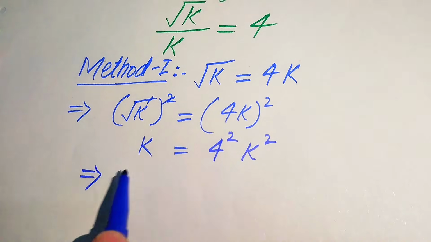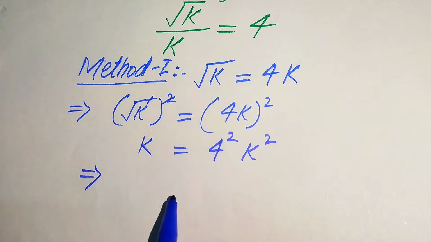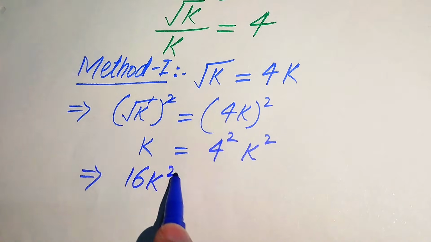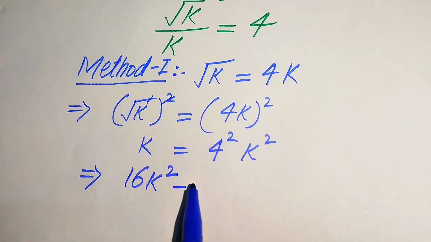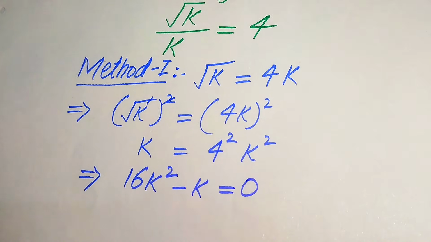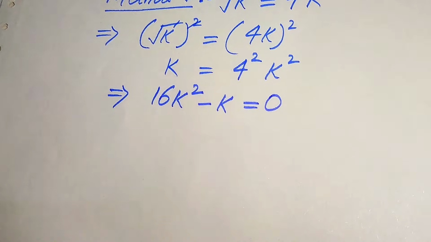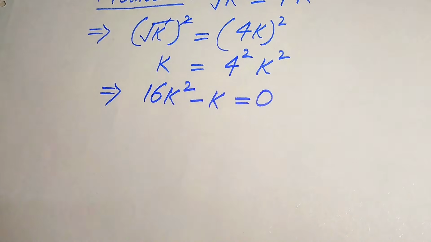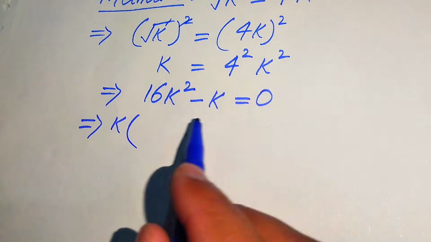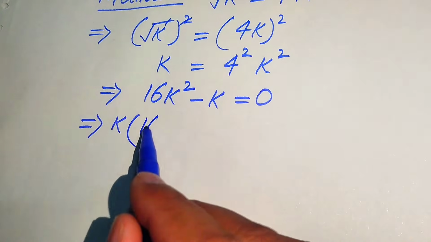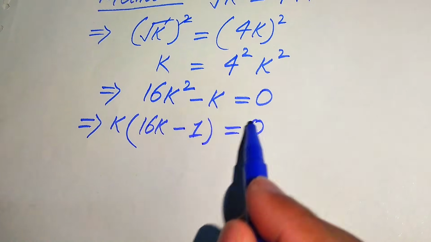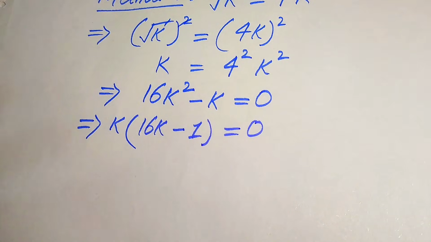In the next step, we need to move this k from the left hand side to the right hand side, and this becomes 16 times k squared. This is positive k; when we move it to the right hand side, it becomes negative k, and this whole equation is equal to 0. Further, you see both of these two terms involve k, so we take common k from here, and the remaining values are 16k minus 1, and this whole equation is equal to 0.